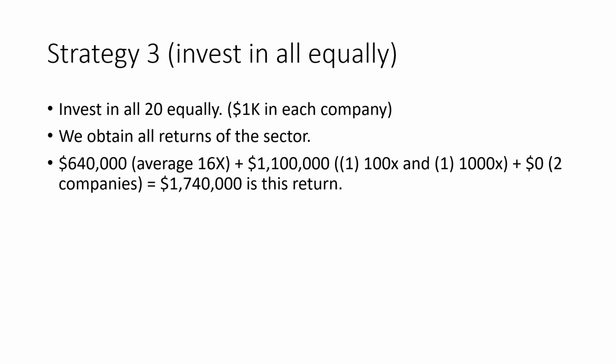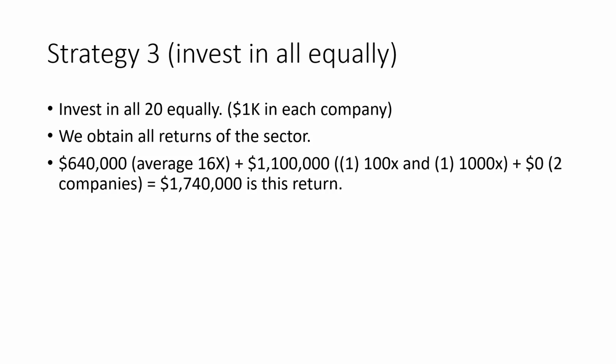So strategy 3 is to invest in all equally. We invest in all 20 equally, $1,000 at each company. We obtain all returns of the sector. So we have $640,000, that's the average of those 16. We have one that returns $1.1 million from 2 of them because you had one at 100x and one at 1,000x. And then we had 2 companies that went to 0. So we had 2 that were just bomb out zeros. The return of this is $1,740,000.